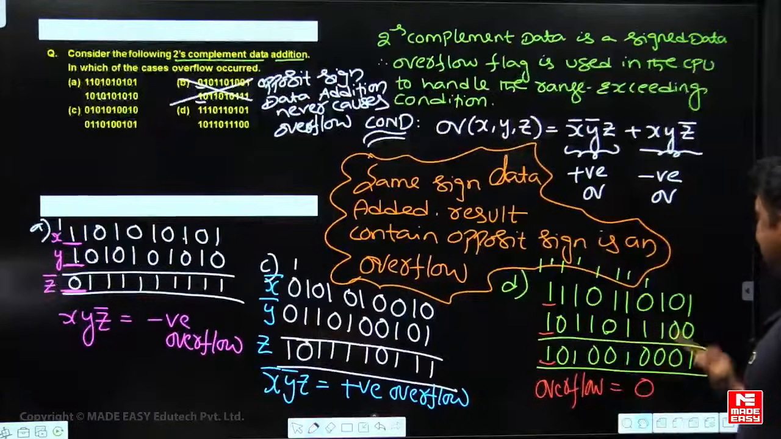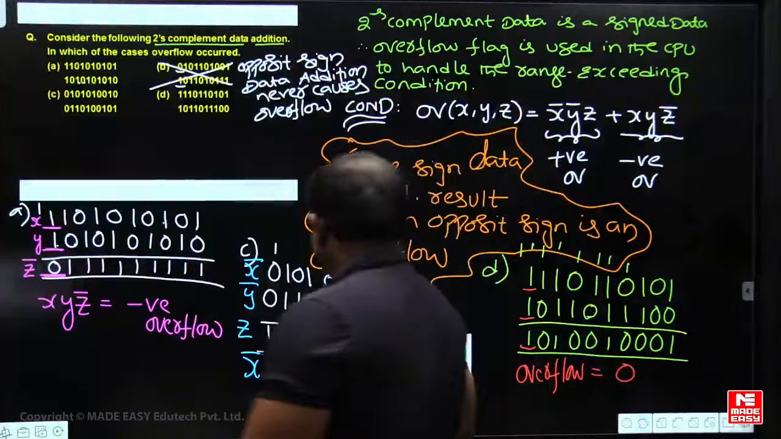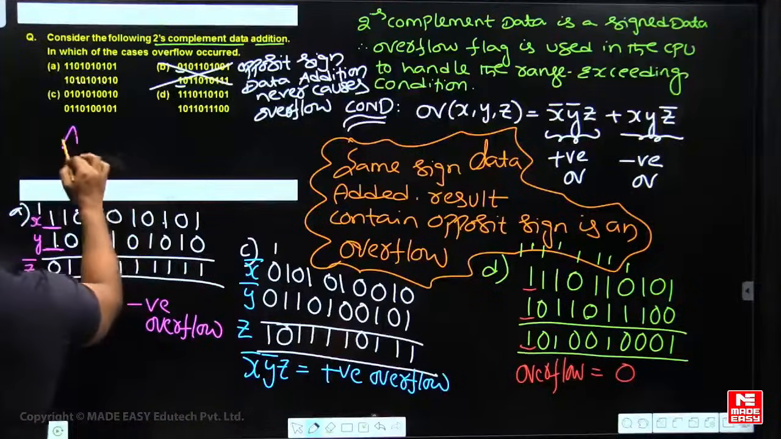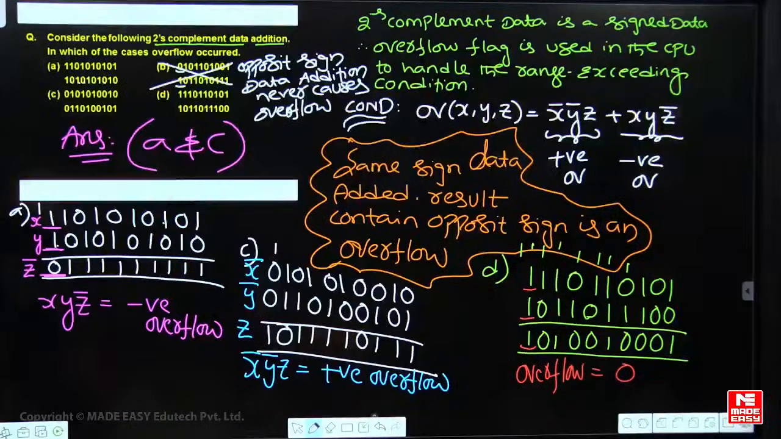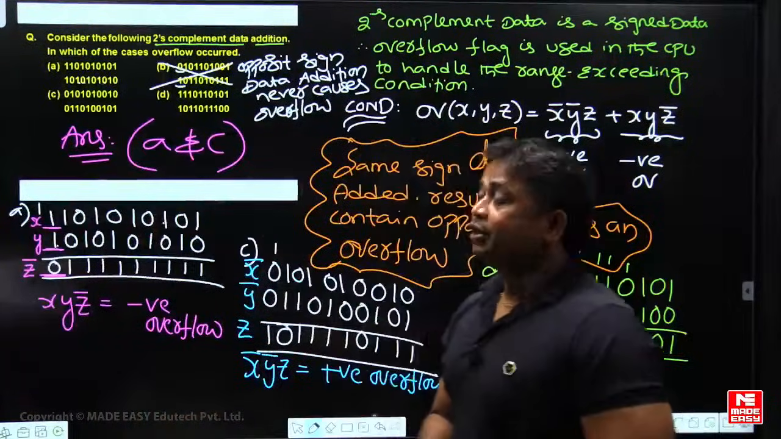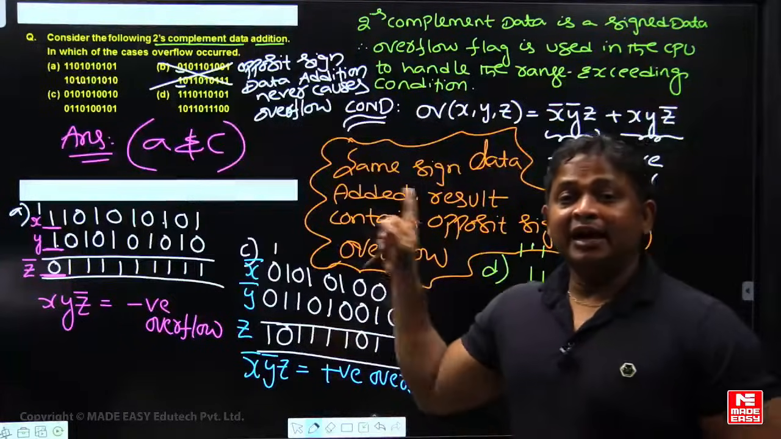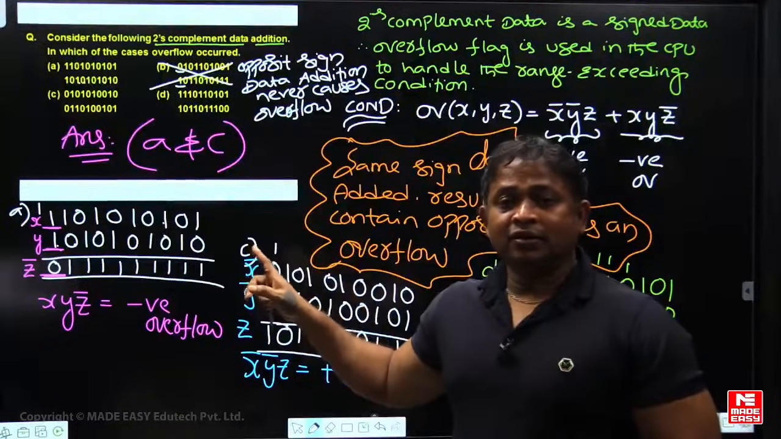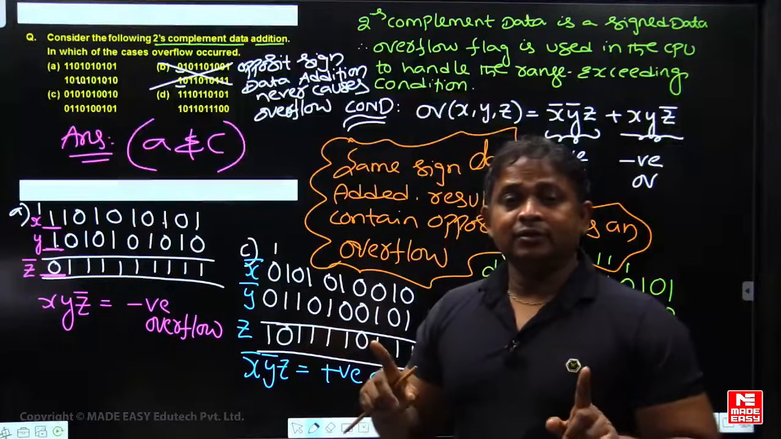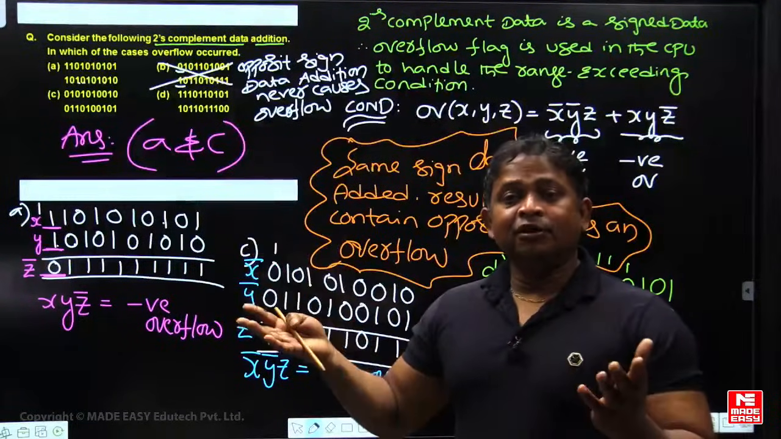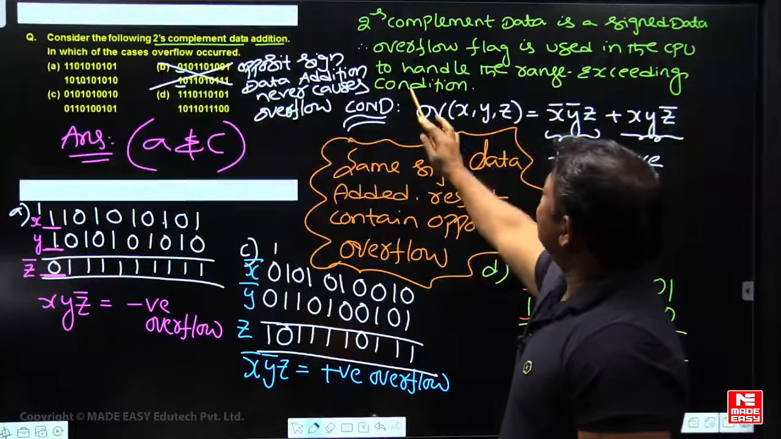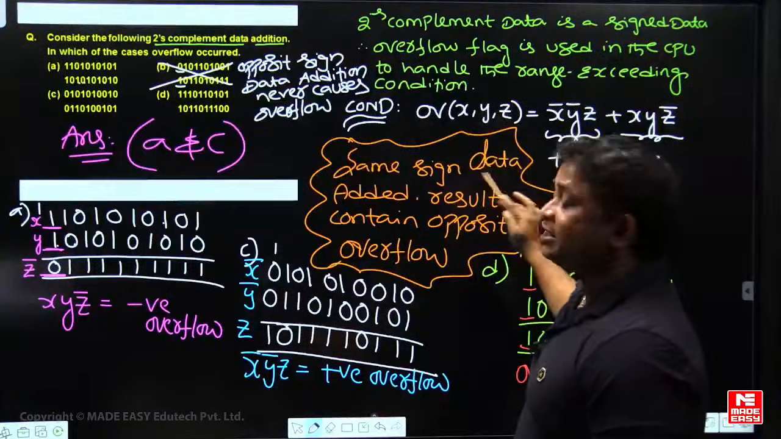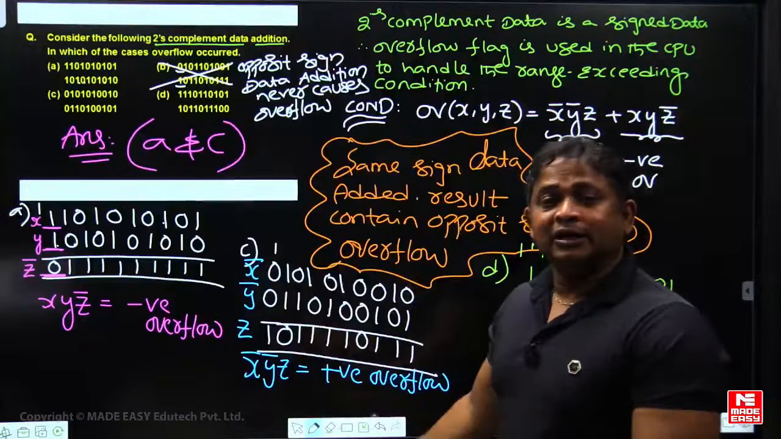In which of the cases does overflow occur? Then what is the answer? In A and C, overflow is present. The answer is A and C; in the remaining cases, no overflow is present. Okay, student, hope you understand. In this question, manual conversion is not required, and no need to compare with the range, because 2's complement is by default implemented in the computer as signed data. For that we have the overflow flag. So when we compare with the overflow flag condition, we get the answer.